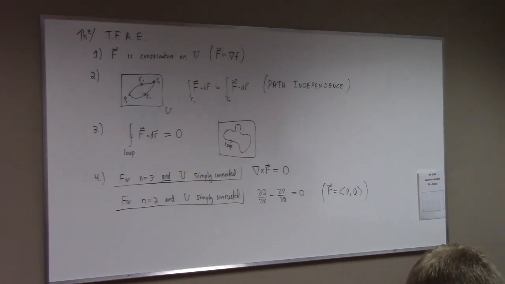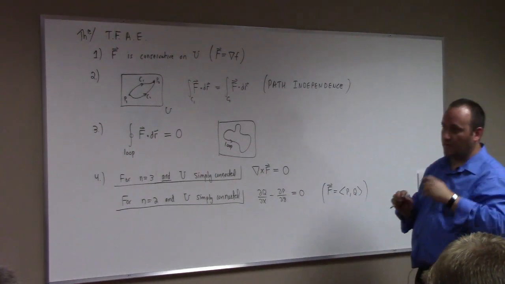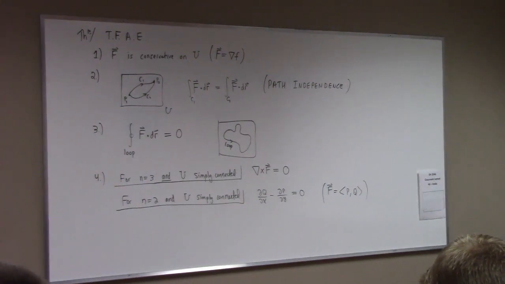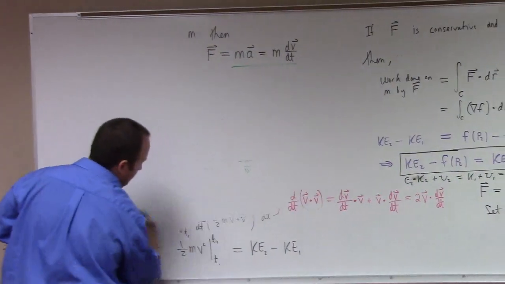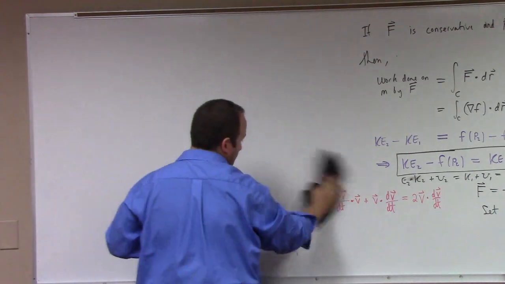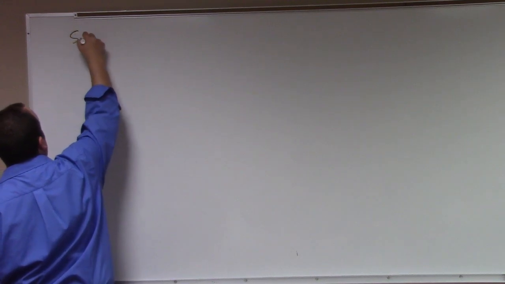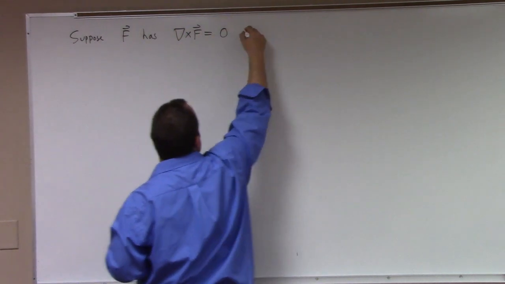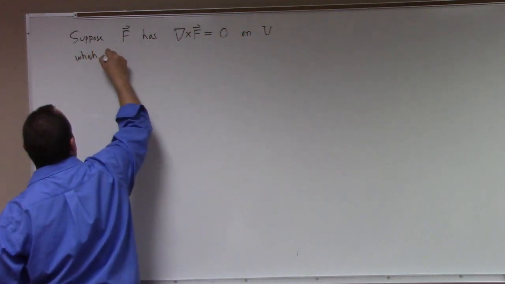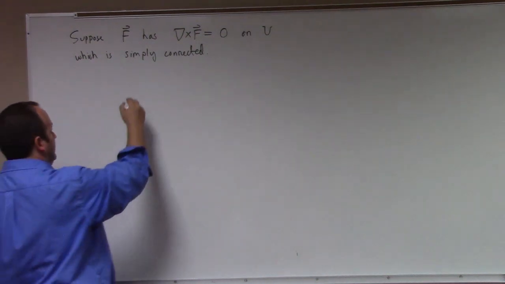I think it's useful, though, to see the connection of Stokes' theorem and number 3. So let's look at that. I'm not going to prove all of it, obviously. That's not really what we're here for. But I want to make some connections with Green's theorem and Stokes' theorem here, so you see a little bit of the connection between this material. So suppose that F has curl of F equals 0 on U, which is simply connected. I'm thinking three-dimensionally for the moment.